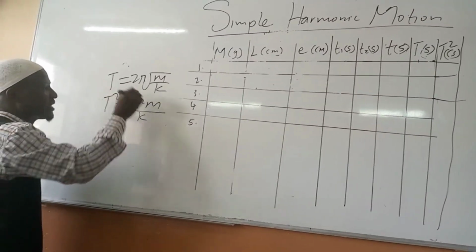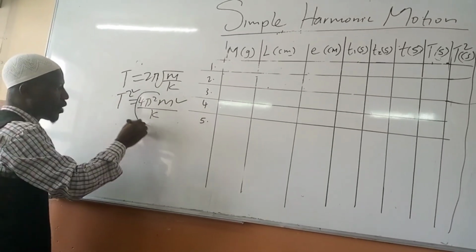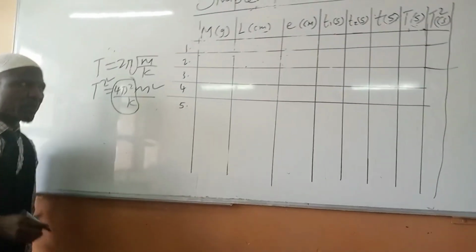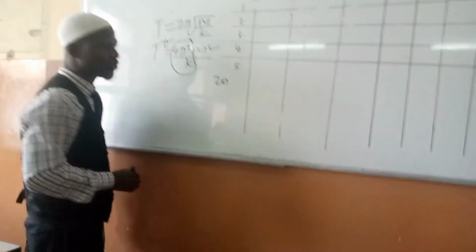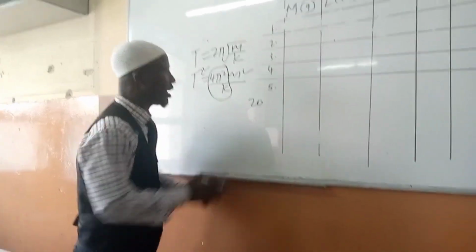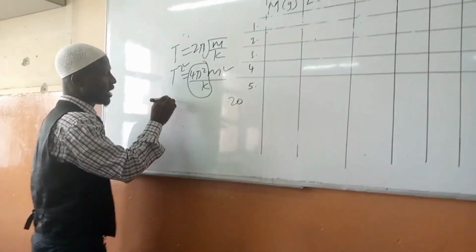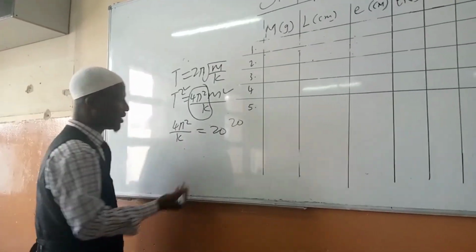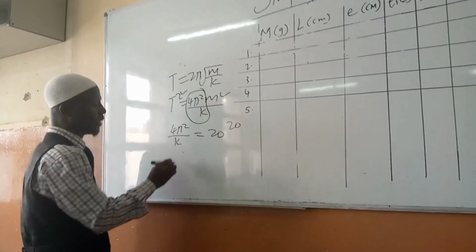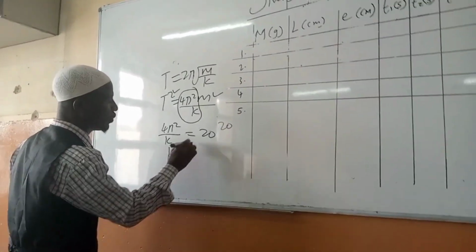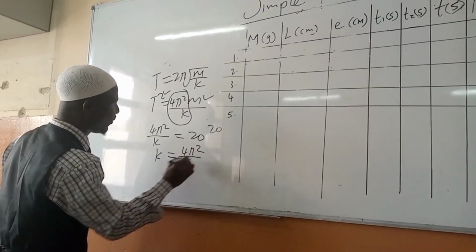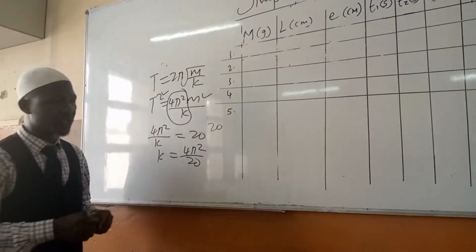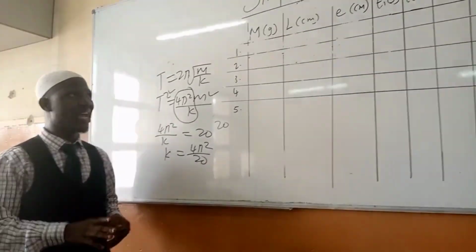If you have plotted T squared against M, the whole of 4π² over K is your slope. Whatever you get from the slope, let's say my slope is 20, I'll just equate it to this one. I'll have 4π²/K = 20. Making K the subject of the formula, K = 4π²/20. That's how to get K, where K is the elastic constant or stiffness of the material used.